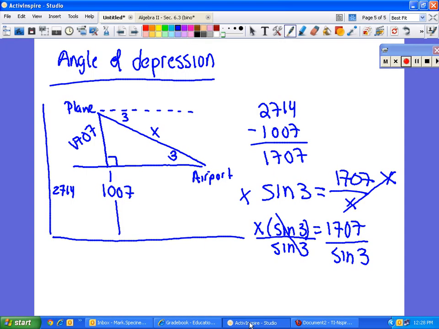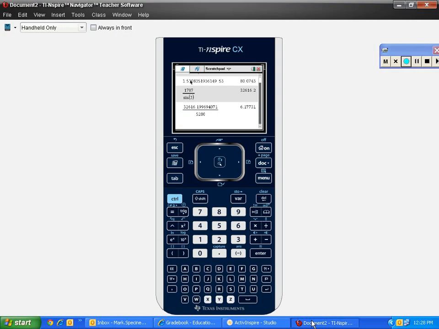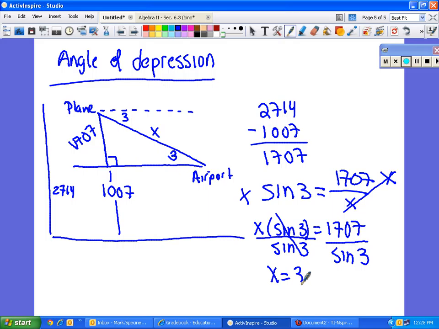Okay, so this gives us that x is equal to 32,616. Divide that by 5280. We get 6.2. And since it's a word problem, you must put the units.